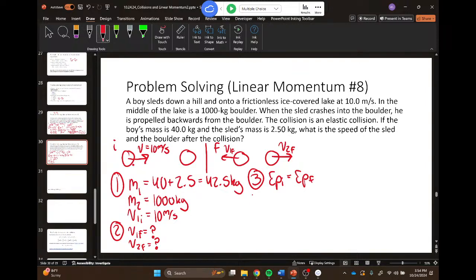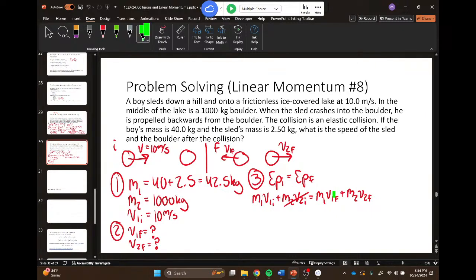All right, so they start separated. So M1 V1 initial plus M2 V2 initial equals M1 V1 final plus M2 V2 final. We are blessed that this term at least goes away. The initial velocity of the boulder is 0. Do you spot the problem with this, though? Is this possible?